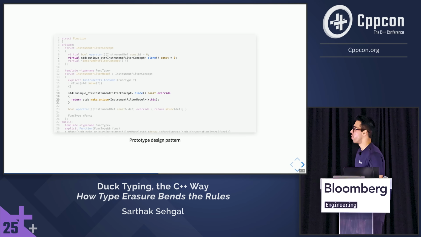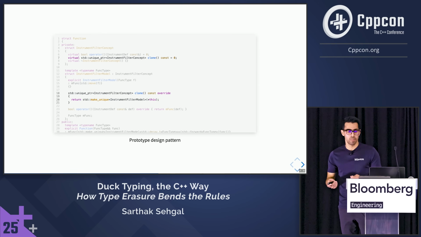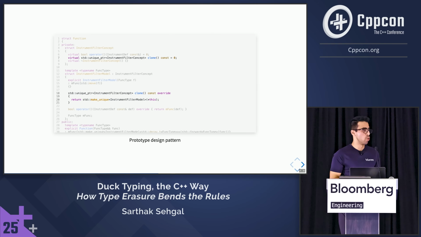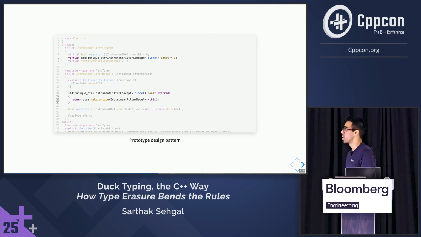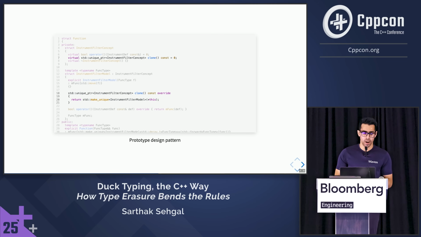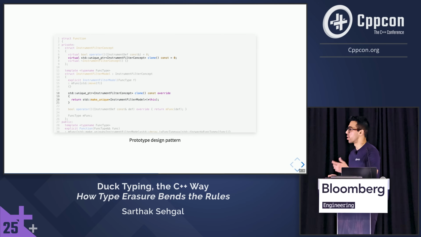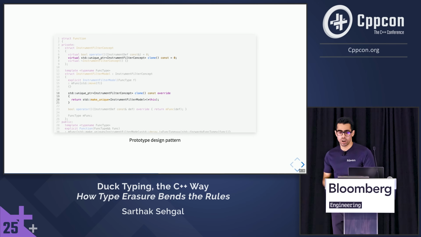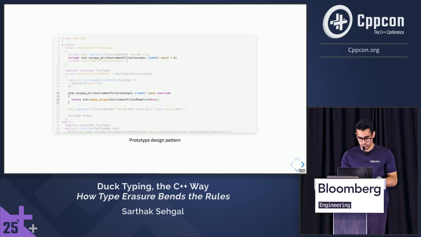In order to make the function copyable, all we need to do is use the prototype design pattern, and provide a clone method inside, again, a pure virtual function inside the concept. The model overrides that, and simply creates a new object of the same type, returns a pointer to the instrument filter concept, simply clones the current object, pretty straightforward.